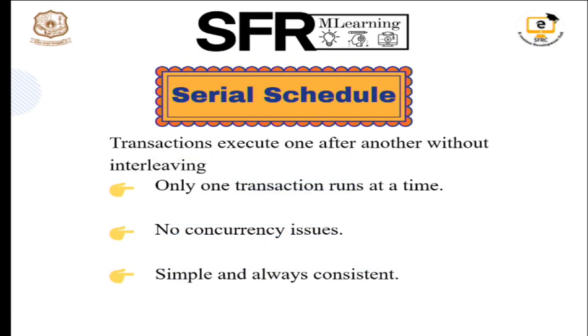First, let's see the serial schedule. These are schedules in which transactions execute one after another without interleaving. That is, no transaction starts until the running transaction has ended. Serial schedules follow three conditions. First, only one transaction runs at a time. Second, no concurrency issues. And third, it is simple and always consistent.